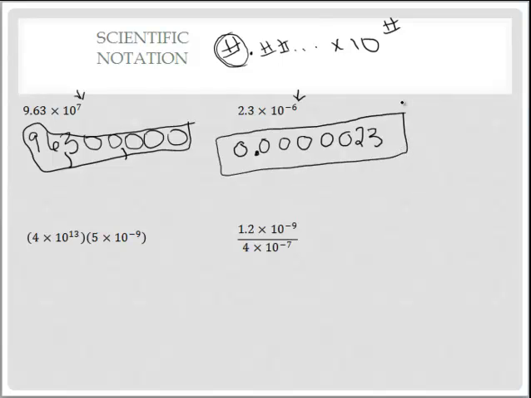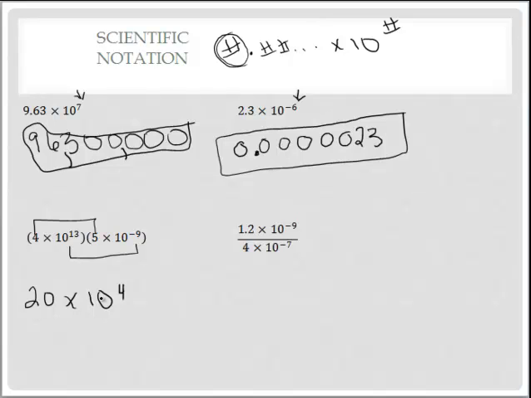So what if you want to multiply numbers that are in scientific notation? All you have to do is multiply these parts, then multiply the powers of 10, and then you want to make sure that you go back and put it in scientific notation. So 4 times 5 is 20. Then you have 10 to the 13th times 10 to the negative 9th. Remember, when you multiply like bases, you add the exponents. So what's 13 plus the negative 9? That would be positive 4.